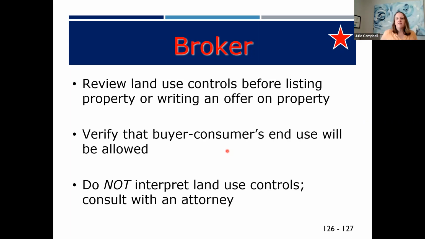Anytime throughout your book, again, you guys, we're bringing us into it now. We're starting to bring in our roles and responsibilities. So anytime in your book that you see something about responsibilities of the brokers, I think that's what we need to read. So 126 and 127, as we said, we have a duty to review land use controls before listing the property or writing an offer. So it depends on who you're working with. Are you working with the seller or are you working with the buyer? But we have a duty to help verify these land use controls.